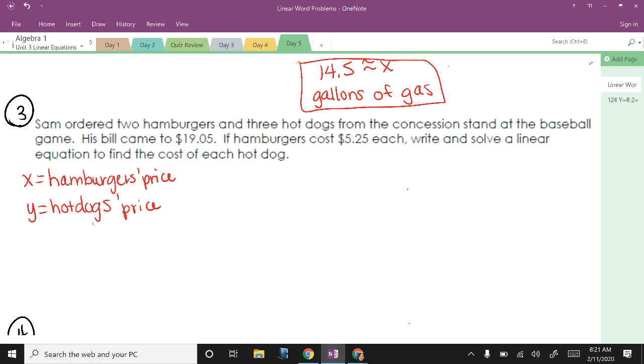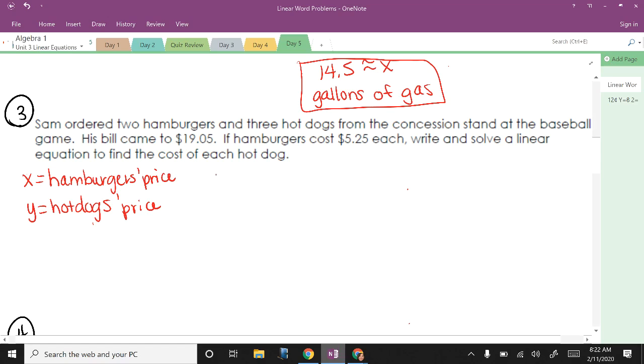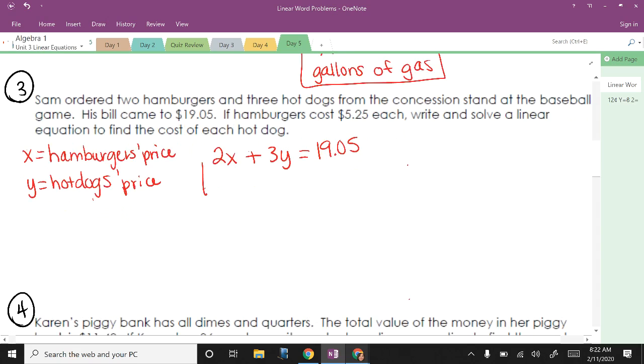Sam ordered how many hamburgers? 2. So 2 times the price of hamburgers plus how many hot dogs did he order? 3 times the price per hot dog equals a total of what? $19.05. Now this is a linear equation in what form?